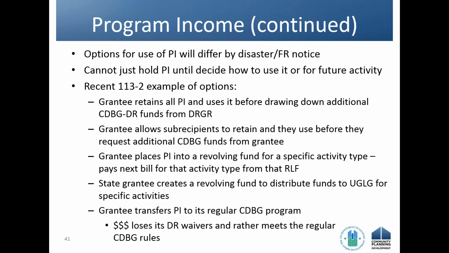And the last option is you could take your program income and transfer it to your regular CDBG program. So rather than being CDBG-DR, you move the funds over to your regular state or entitlement CDBG program. The funds become regular CDBG funds, and they have to be written up in your consolidated plan as part of your regular program. And they lose all their CDBG-DR requirements, but they also lose all their CDBG-DR waivers. So they become regular CDBG funds. And those are your options for how you can use your CDBG-DR funds.